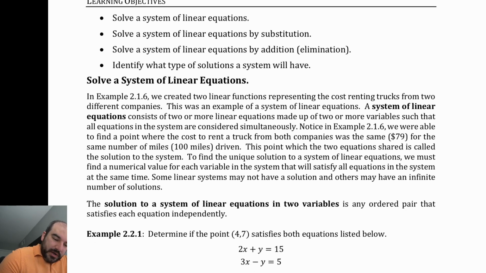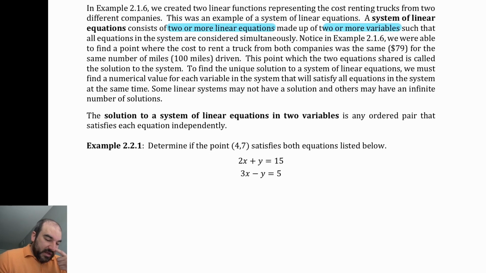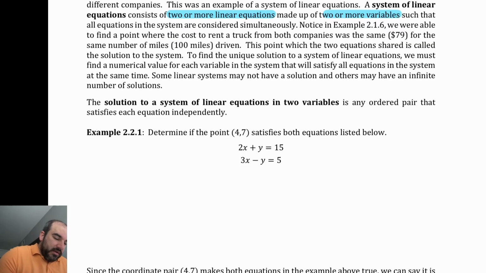A system of linear equations consists of two or more linear equations made up of two or more variables. The number of equations is usually equal to the number of variables so that the system is solvable. We're going to see things like this, where we have two equations with two variables, x and y. As soon as we have two variables, we're going to need two equations to solve this type of system.